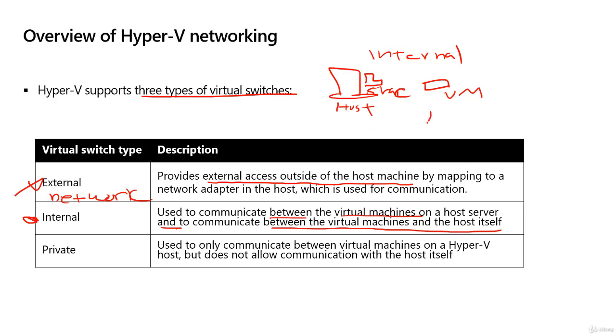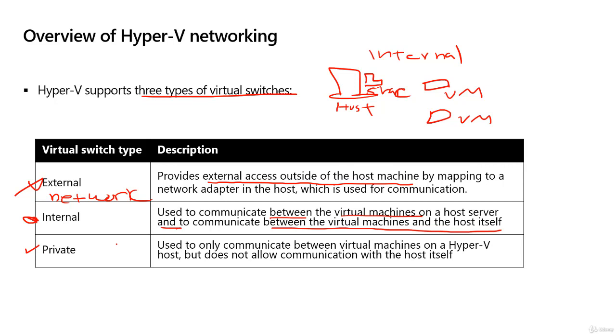You could communicate with other VMs if they were on the same switch, and you communicate with the host, but you could not communicate with anything on the network itself. You could not communicate with the internet, so still isolated. Just other VMs on the host and the host.